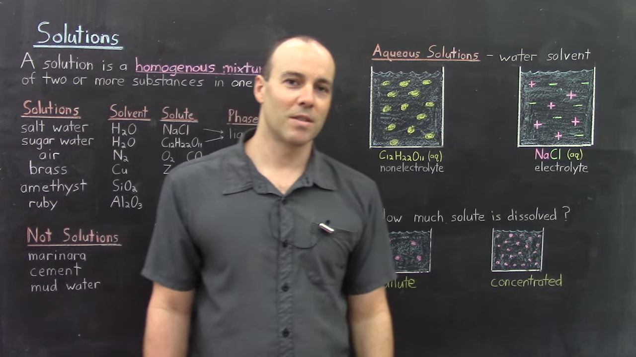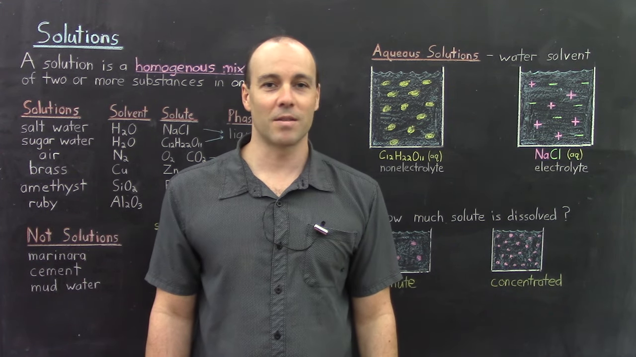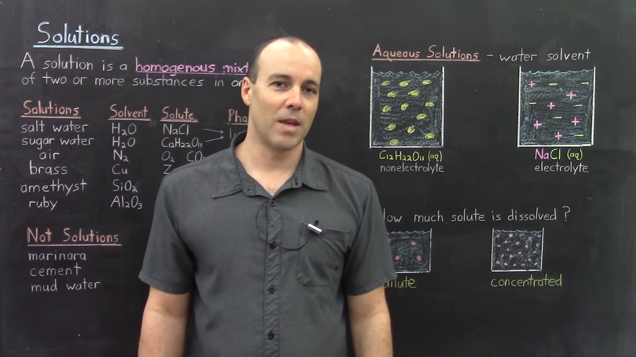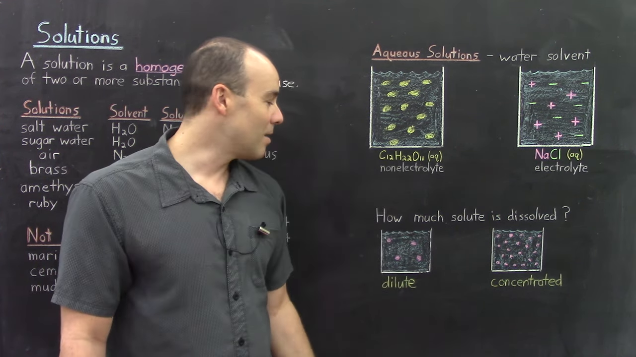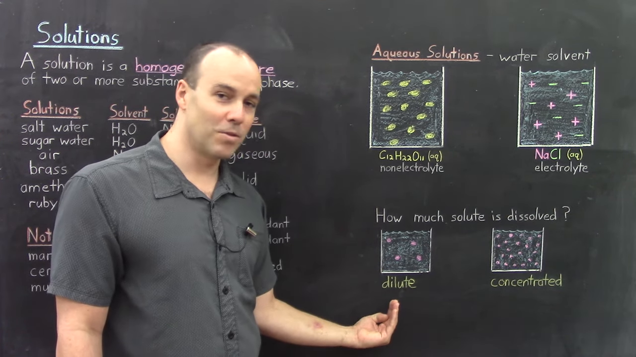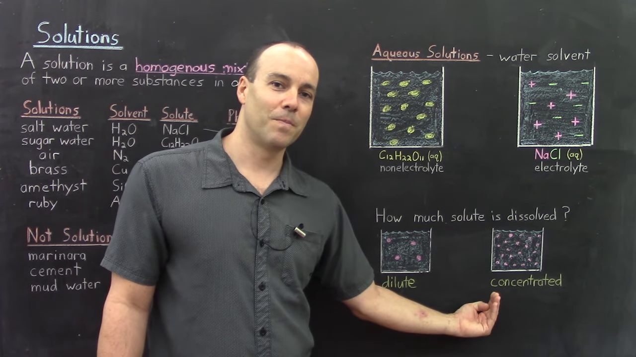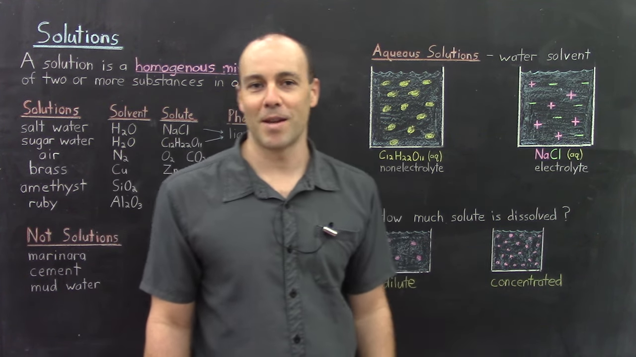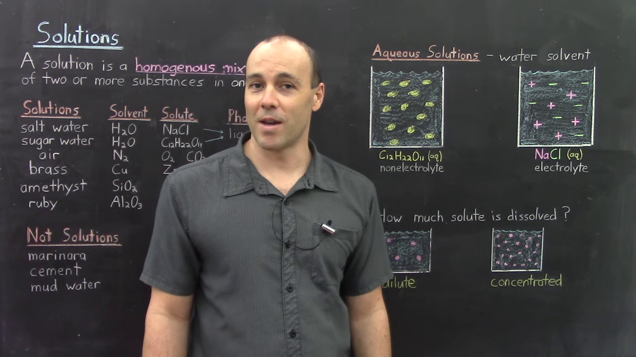Now, with solutions, you can ask many questions, and perhaps one of the first questions that you ask is, how much solute is dissolved in the solvent? And there are several answers to this question, and you can take a naive approach and say that there is just a little bit of solute dissolved and call the solution dilute. Or you can say that there is a lot of it dissolved and call the solution concentrated. One or the other. You can probably guess that's not going to be good enough for this course. We need a more quantitative measure of solution concentration.